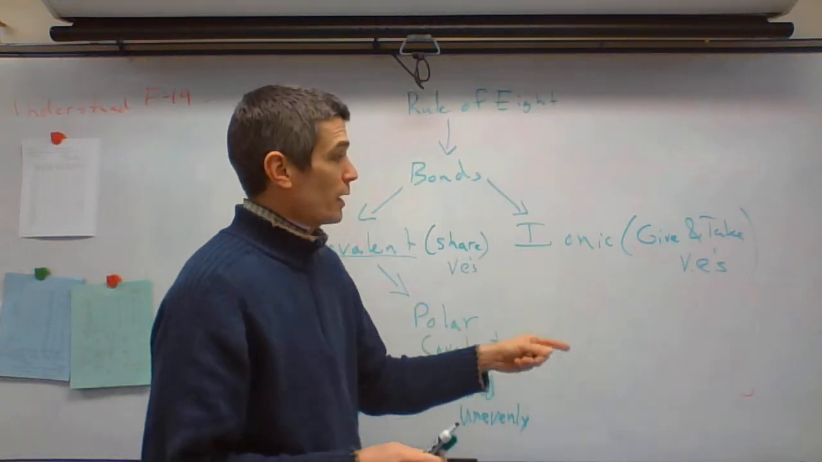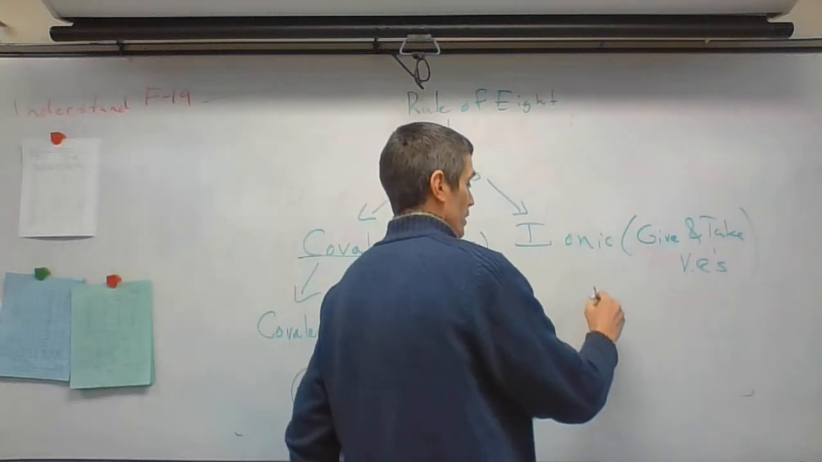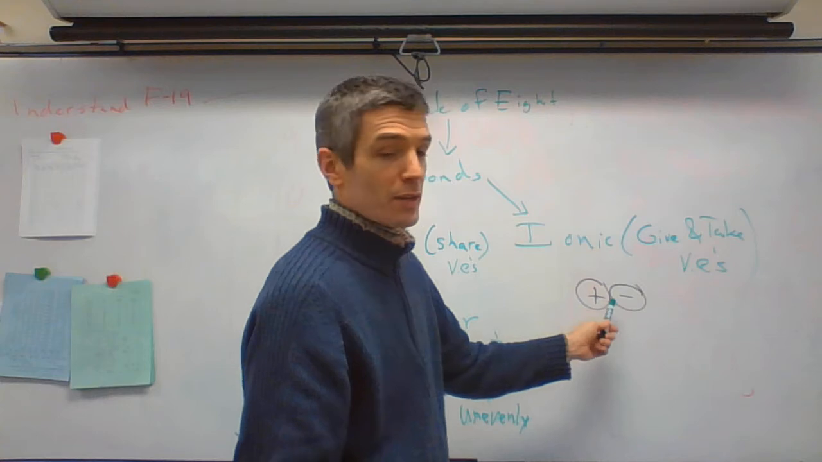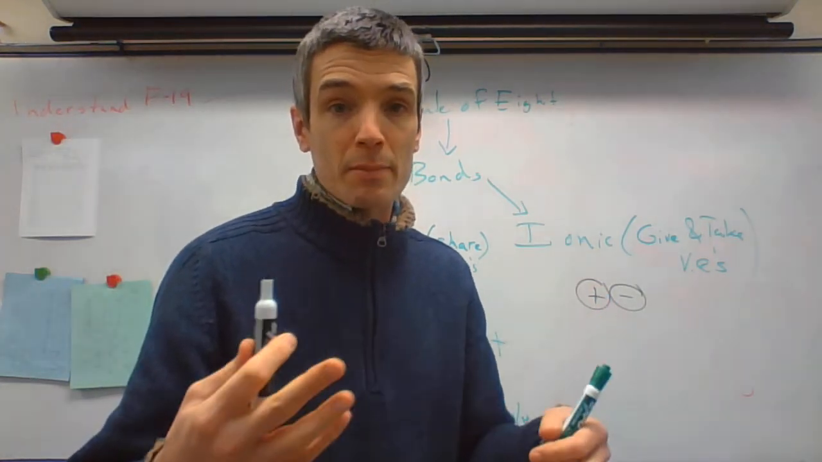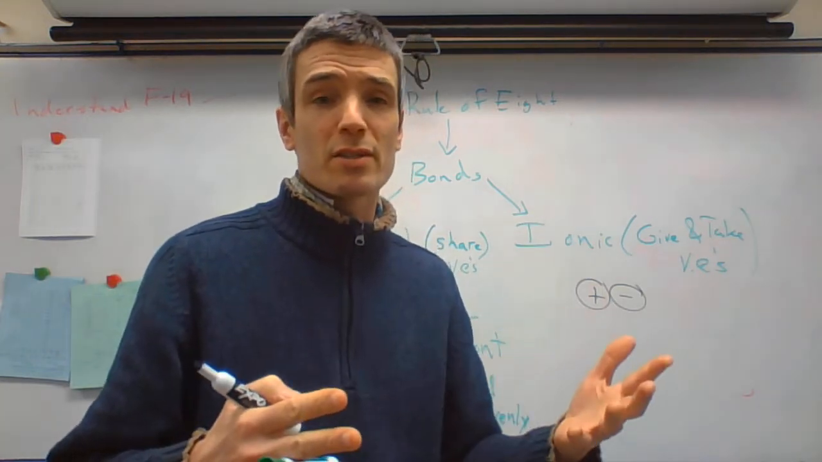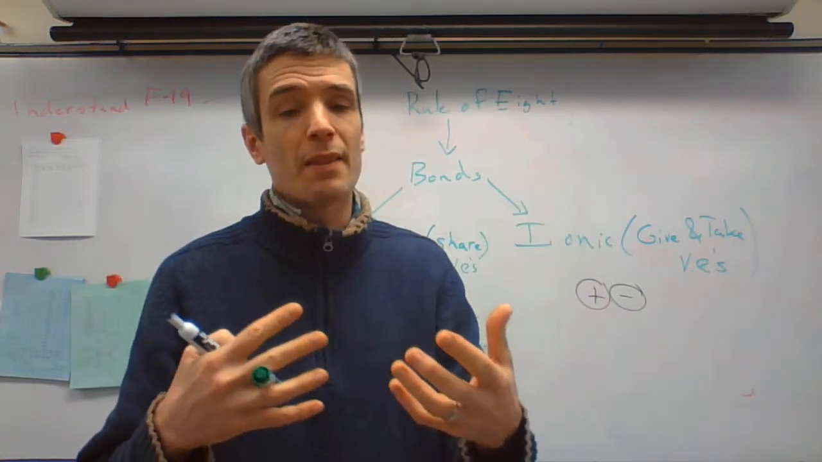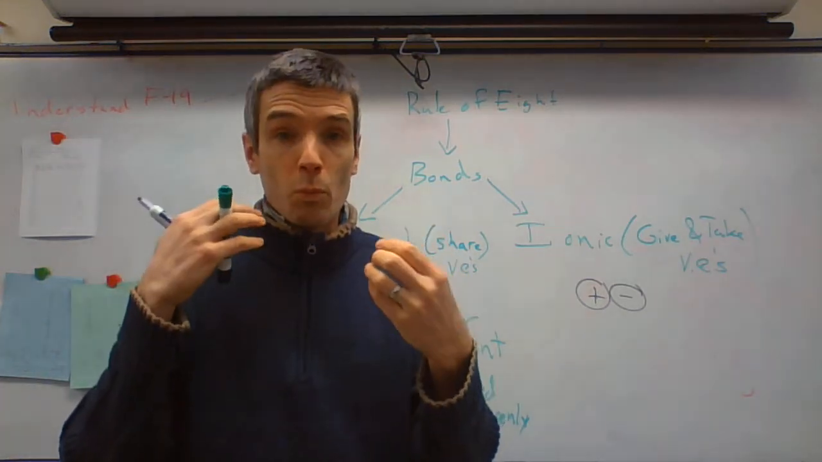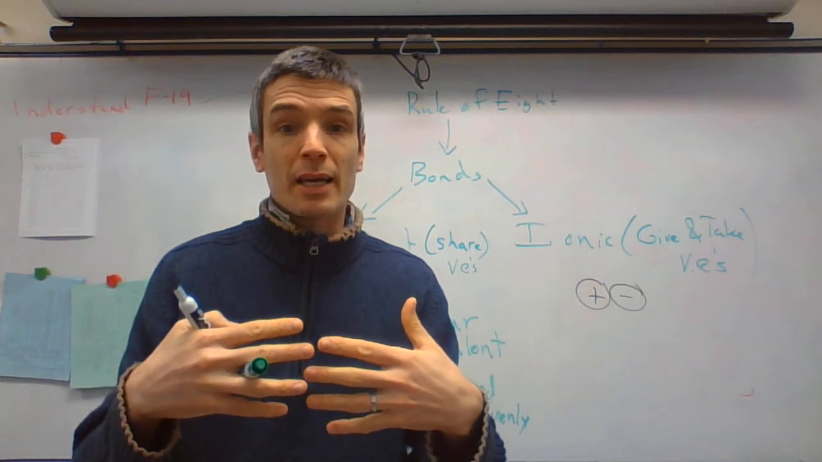Now, with ionic, the given and taken creates positives and negatives. And these positive and negatives are what keeps the atoms together. They don't share their valence electrons to get 8. They give and take, and then they get their 8 like that. And then when they give and take, they become positive and negative, and they link and stick together.